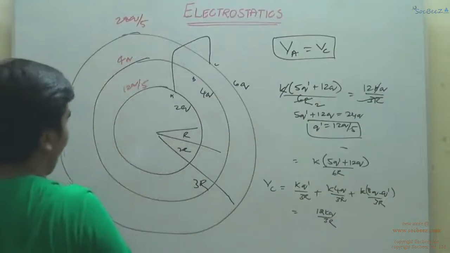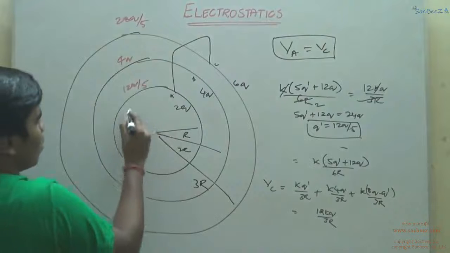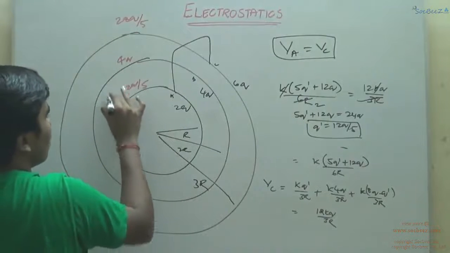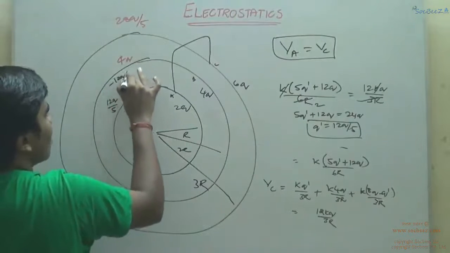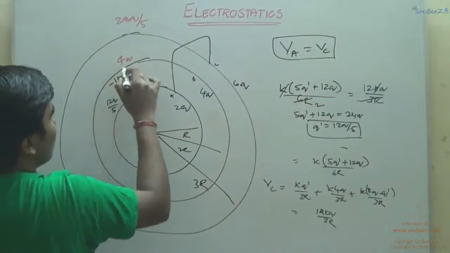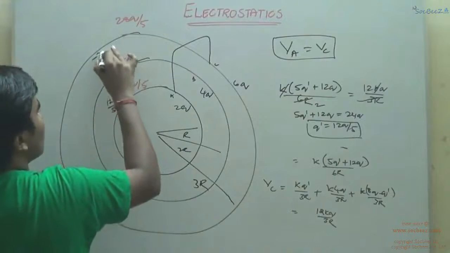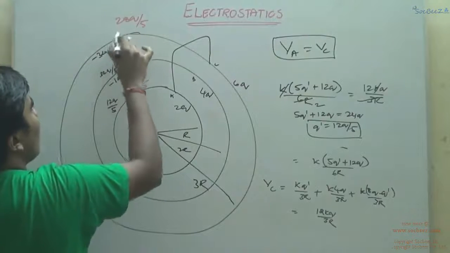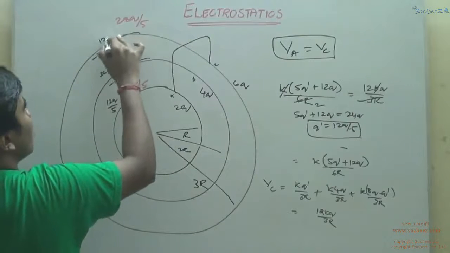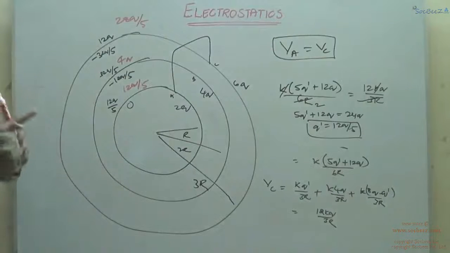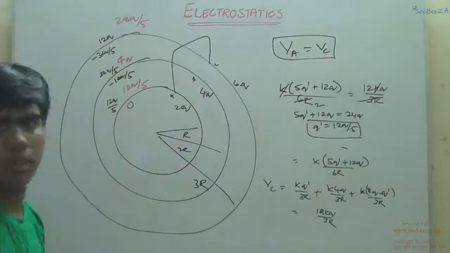Right? Now how will the charge distribution be? Since inner we have 0 charge, it is 0 here, 12q by 5 here, minus 12q by 5 here. So here it will be 32q by 5, here minus 32q by 5, and here 12q. Right? So this is how the charge distribution will finally occur in this thing.